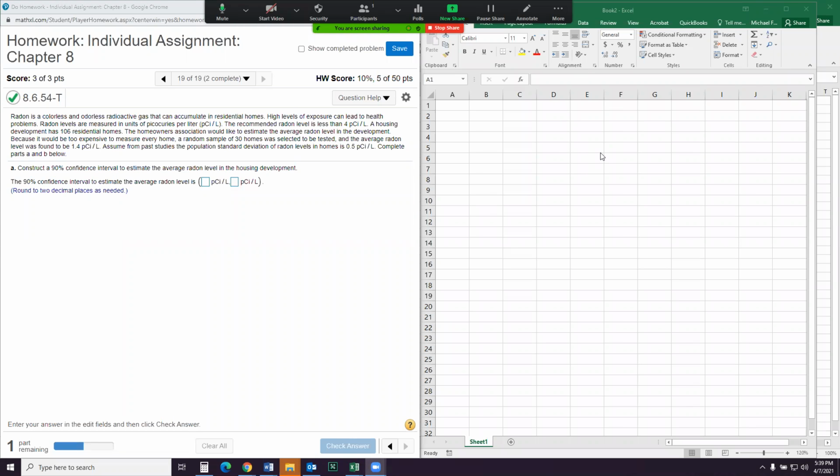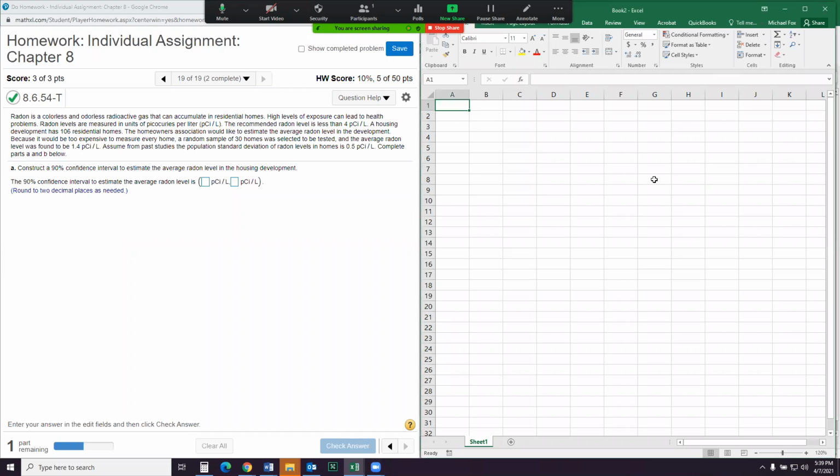Okay, so here is question 19 from chapter 8, individual assignment. Unfortunately with this one, we can't use the confidence.norm or confidence.t function, which would be really nice. Instead, we're going to have to go through this whole process of figuring out the confidence level. So all I can really do is start with what I know, okay?